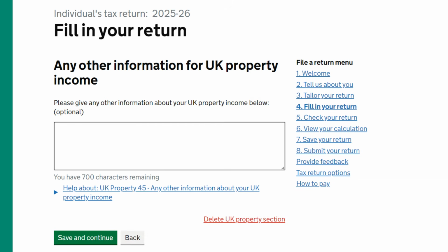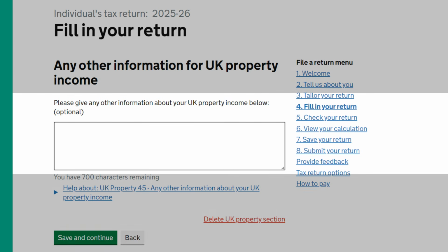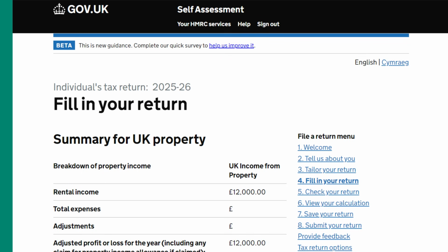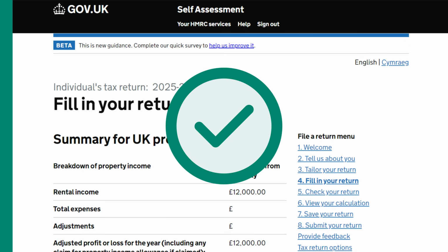Finally, on page 6, add any extra information. Then, check your figures on the summary screen. You can go back to make corrections.